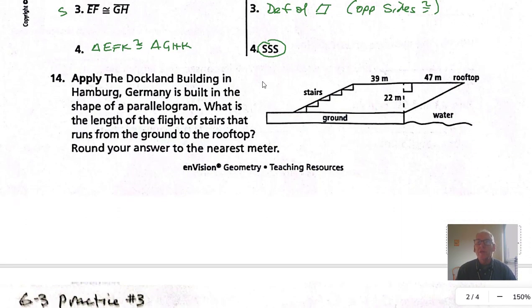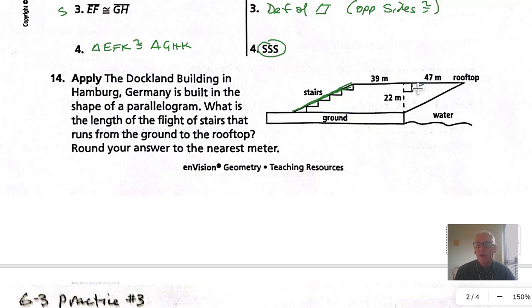Circuit number 14. Let's see. So this is built in the shape of a parallelogram. What's the length of the flight of stairs that runs from the ground to the rooftop? So he wants to find out this length here. So find out the length of this side of the parallelogram. So it's 22 up. So the altitude or the height of this parallelogram, the distance between the bases, is 22.